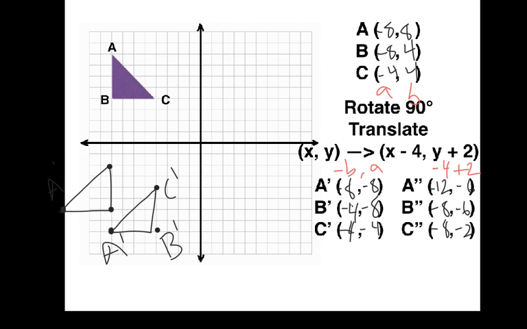Now I've got A double prime. I've got B double prime and C double prime. So that would be a great example of what the quiz is going to be like. It's definitely going to have a composition or two and just a straight up rotation.